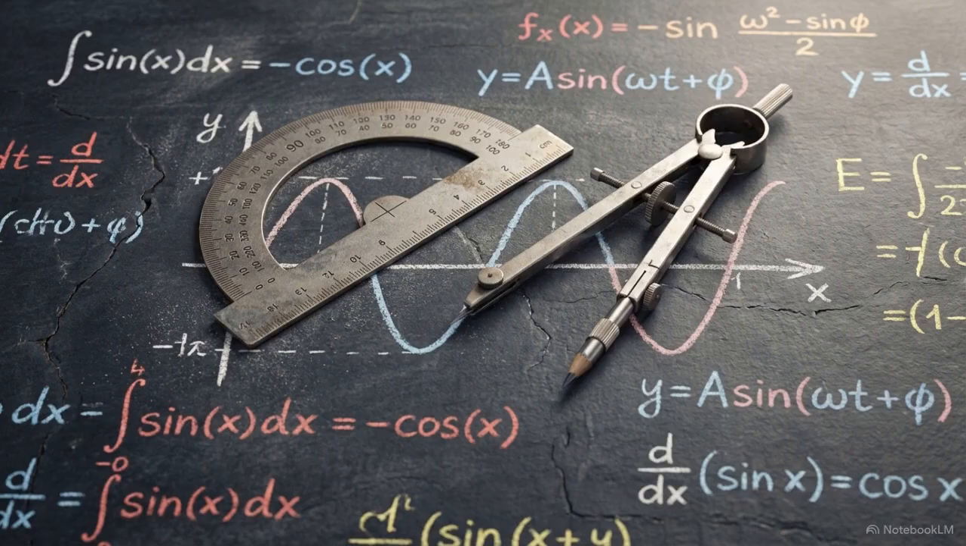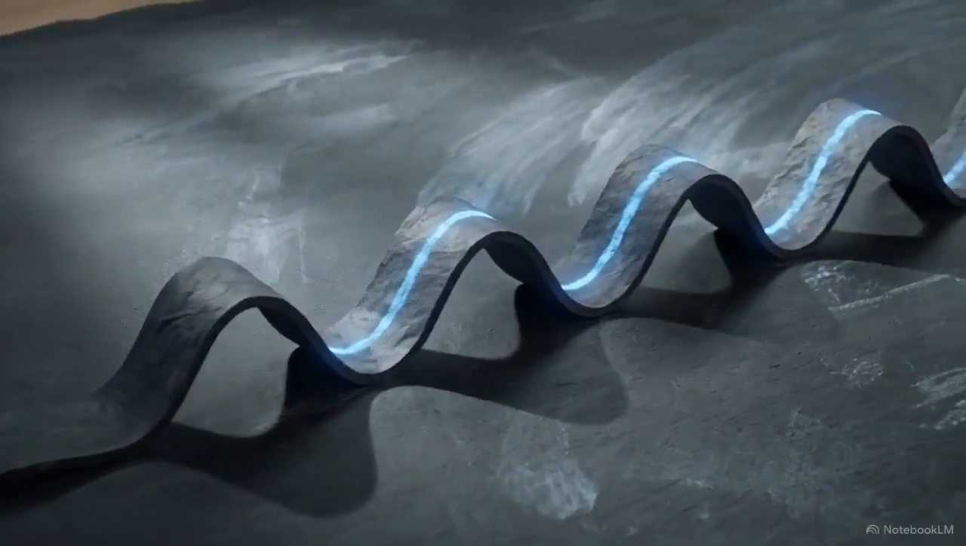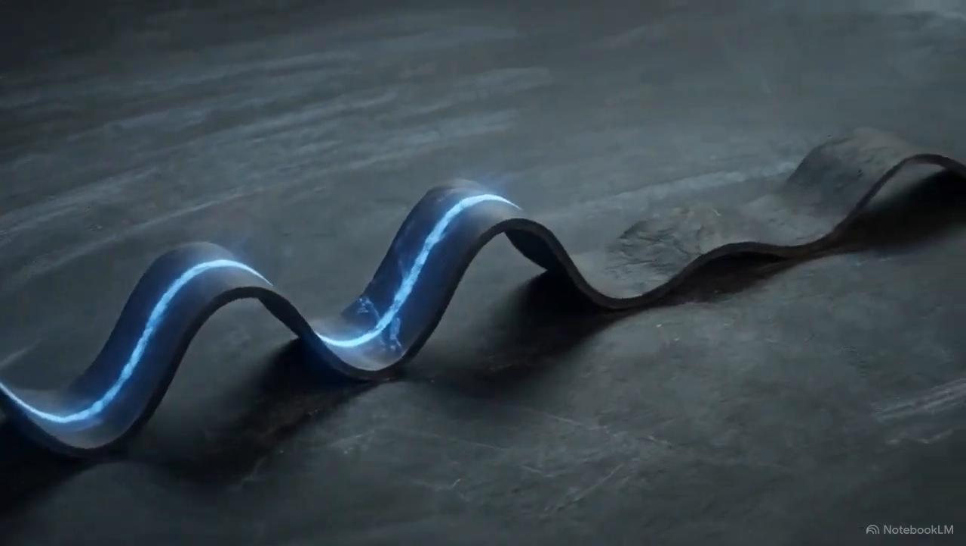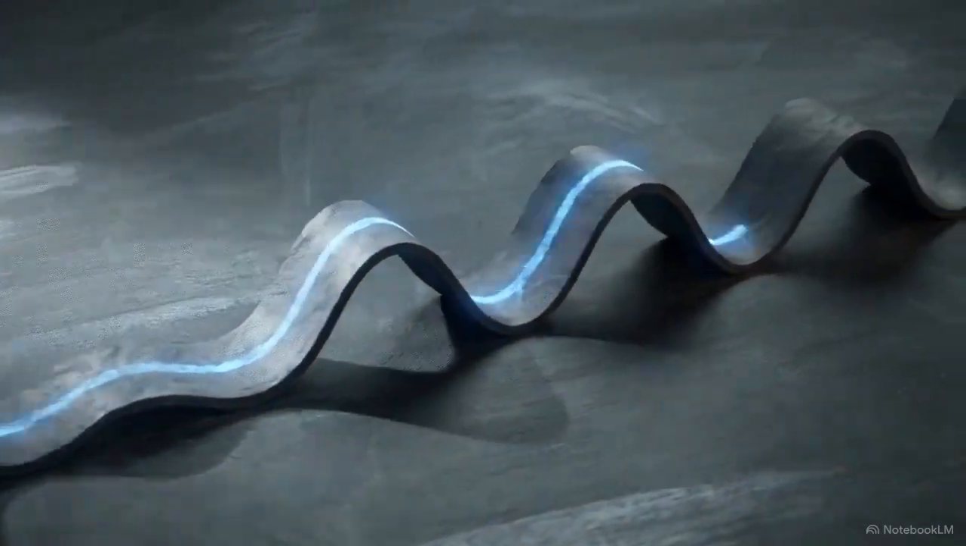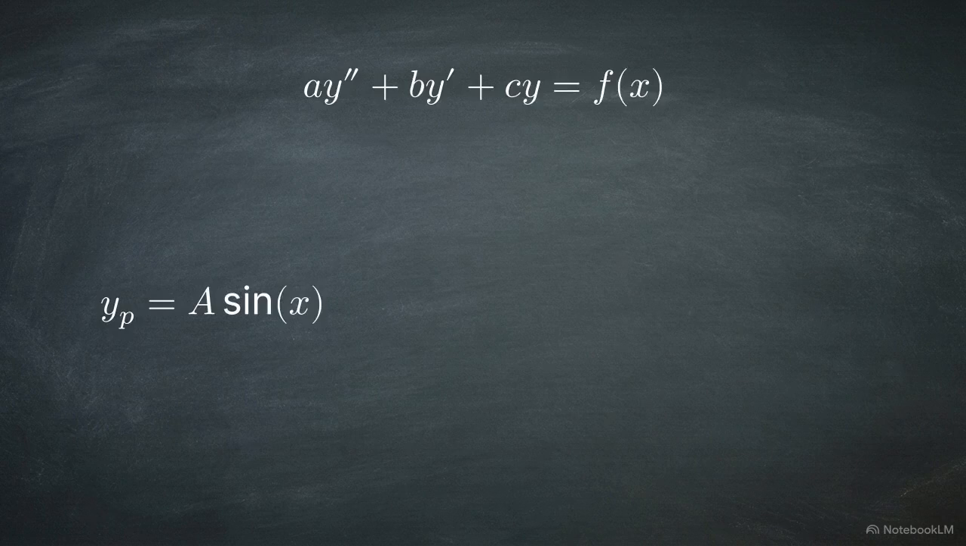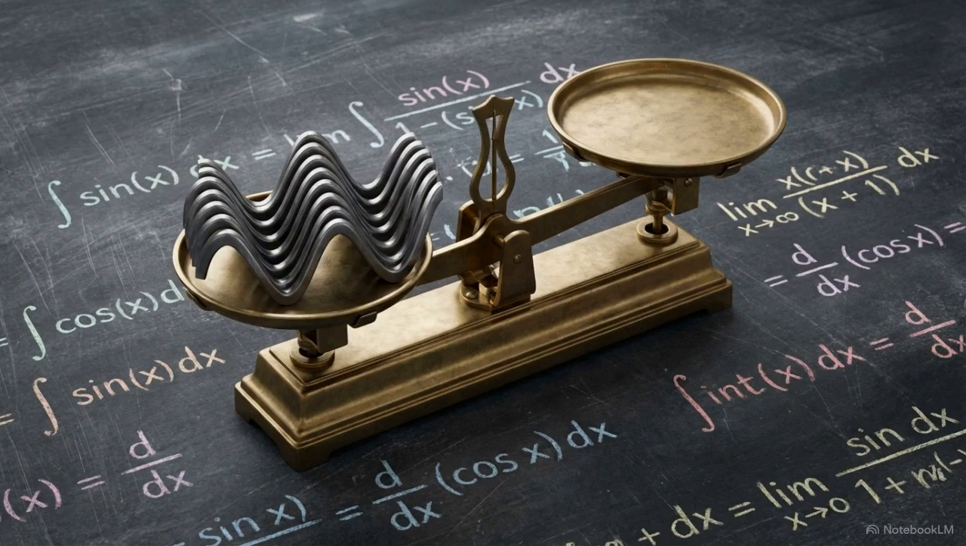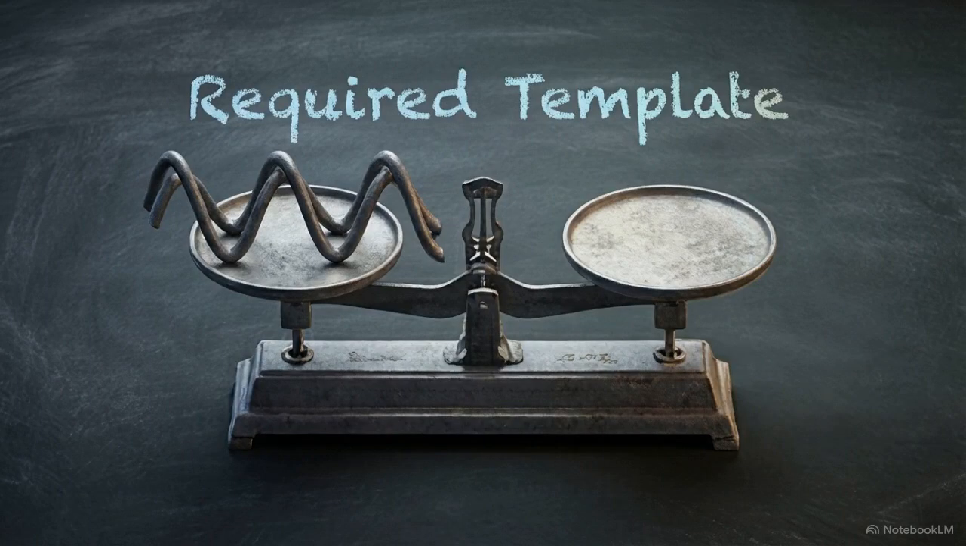This template logic requires a strict adjustment when dealing with trigonometric forces. Suppose the external force on our system is a sine wave. If f of x equals sine of x, you might logically guess a template of yp equals a sine of x. But the differential equation contains a y prime component. The moment you differentiate that sine term, it inevitably generates a cosine term. To ensure the equation can algebraically balance both derivatives, your yp template must always include a linear combination of both functions. The correct guess is a cosine x plus b sine x.